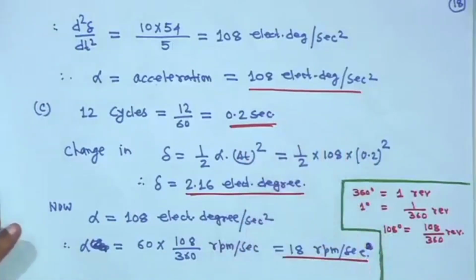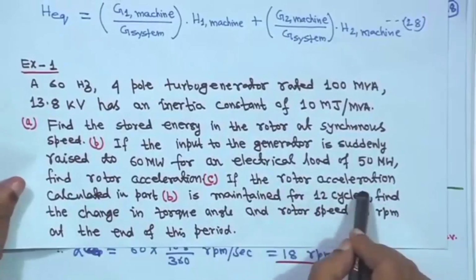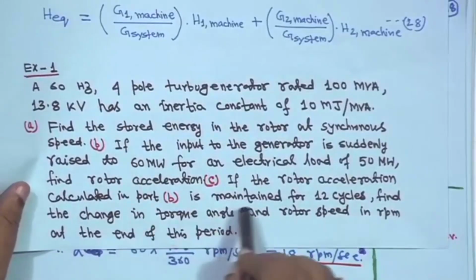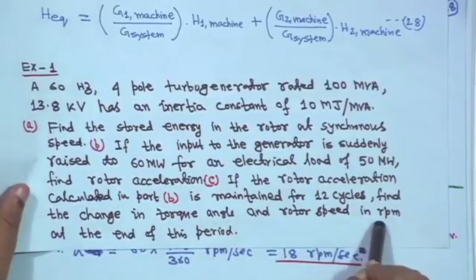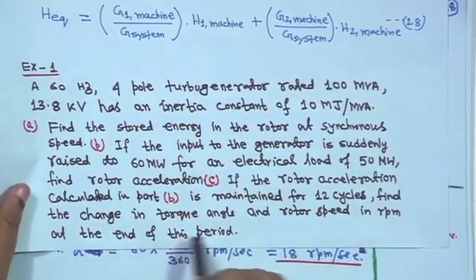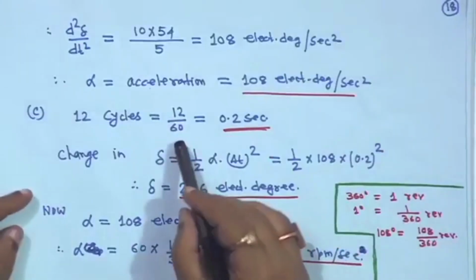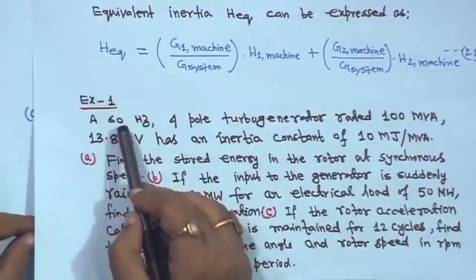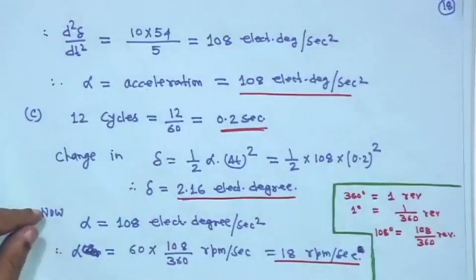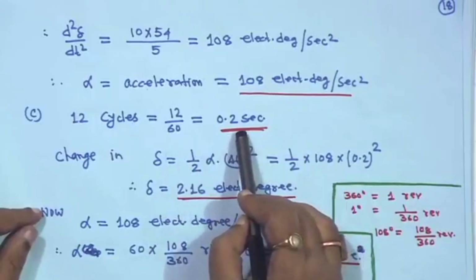Now, part C mentions that if the rotor acceleration calculated in part B is maintained for 12 cycles, find the change in torque angle and the rotor speed in RPM at the end of this period. So, 12 cycles means, it is a 60 hertz system, 12 by 60 is equal to 0.2 second.